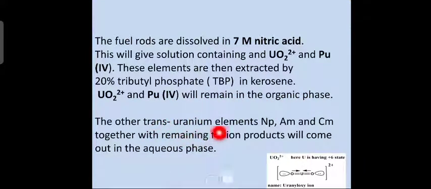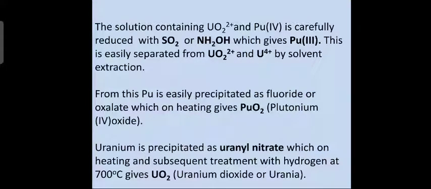The other transuranium elements, neptunium, americium and Cm, together with the remaining fission products, will come out in the aqueous phase. So in the aqueous phase Np, Am and Cm are present. Next slide. The solution containing UO2 2+ and Pu4+ is carefully reduced with sulfur dioxide.